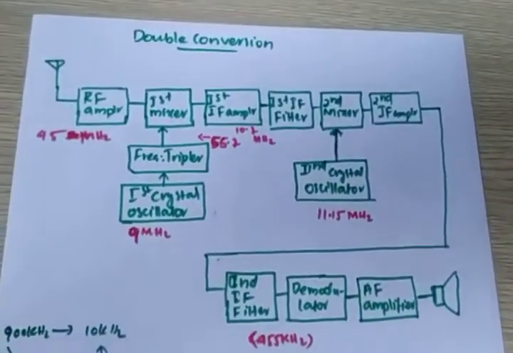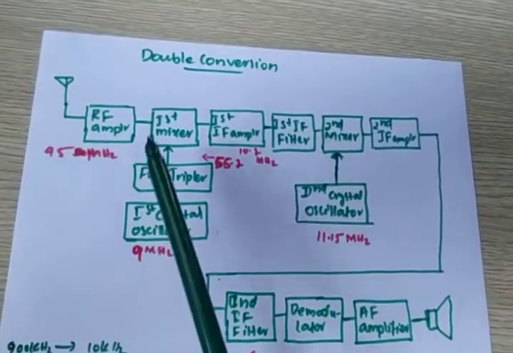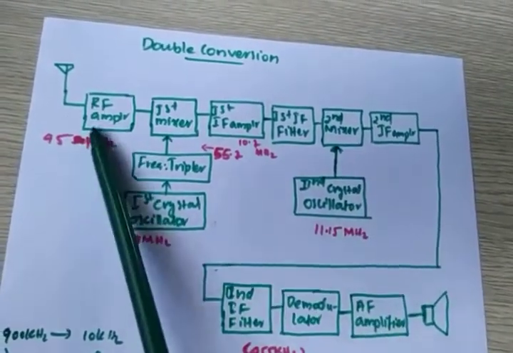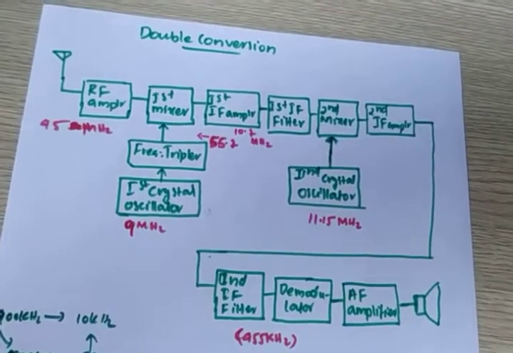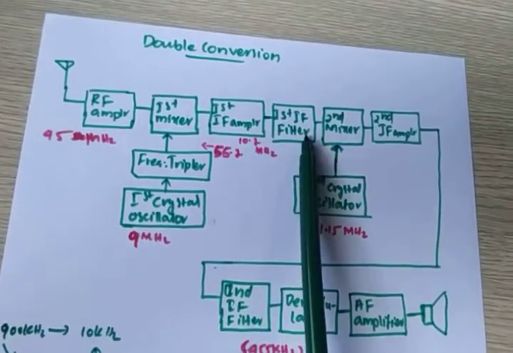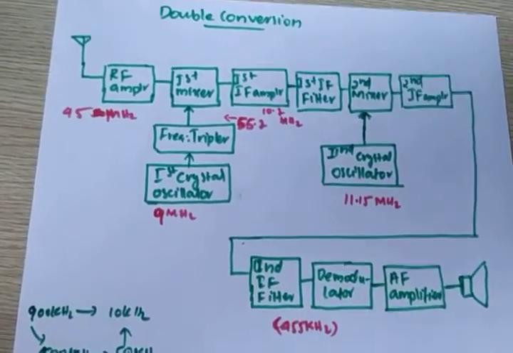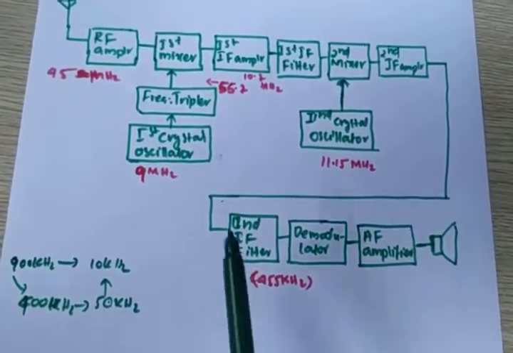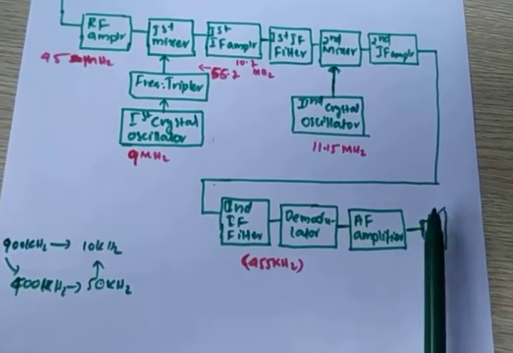So this is the block diagram of double conversion. The antenna receives the incoming signal and gives it to the RF amplifier. Here we use two mixer stages. This is the first mixer and this is the second mixer. So RF amplifier, then first mixer. The first crystal oscillator, then a frequency tripler, is given to the first mixer, then first IF amplifier, first IF filter, then second mixer, second IF amplifier, second crystal oscillator. The second crystal oscillator gives the corresponding signal to the second mixer, then second IF amplifier, second IF filter, then demodulator, AF amplifier, loudspeaker. Or here we can use a power amplifier also.